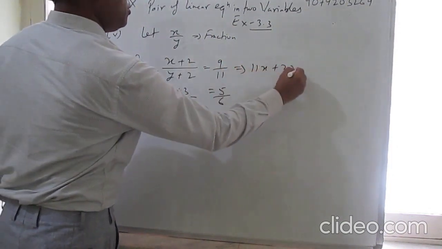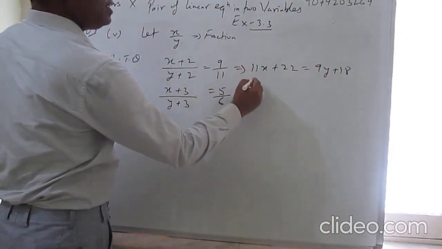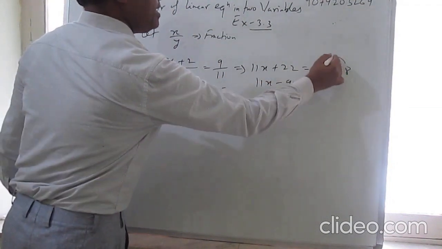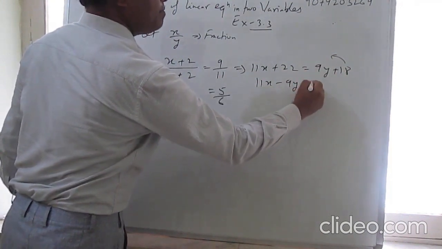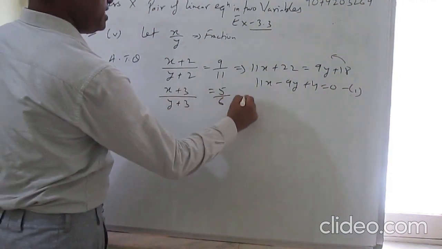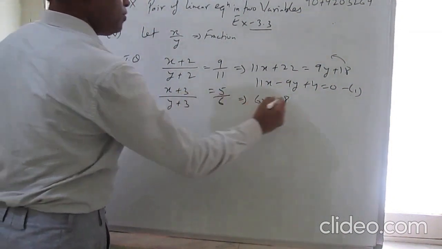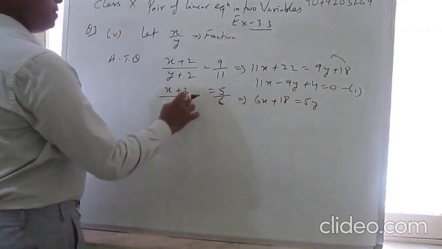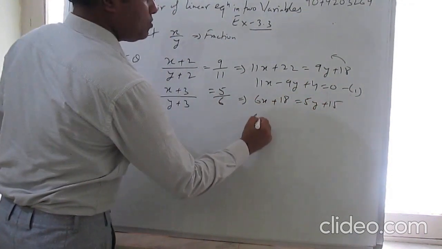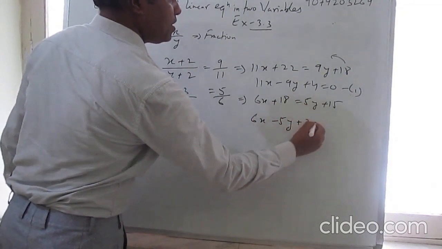11x plus 22 is equal to 9y plus 18. So it becomes 11x minus 9y. 22 में से इधर 18 लाएंगे, 22 minus 18, it will become 4. This is equation 1. Now cross multiply. 6x plus 18 is equal to 5y plus 15. So it becomes 6x minus 5y, 18 minus 15, it becomes plus 3 is equal to 0.